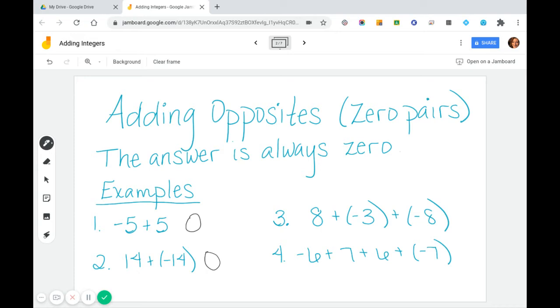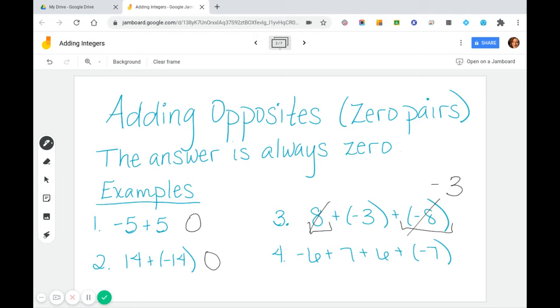Number three, you don't have to always go left to right. Addition's what's called commutative. That means you can go in any order and it's not going to affect your answer. So, for example, on number three, I see an 8 and a negative 8. Those are opposites. They're going to cancel each other out like they don't even exist. So all I have left is that negative 3.